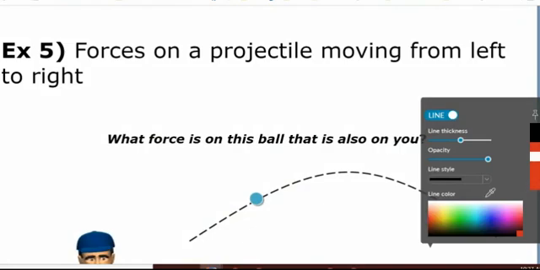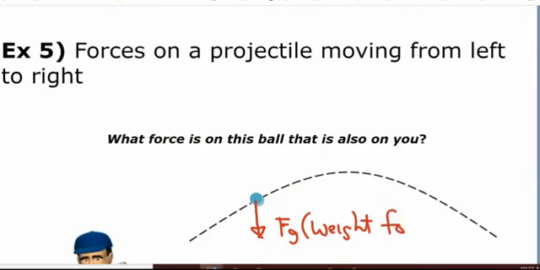And let's do the easy force. That goes straight down. You can call it the F sub G or the force of gravity or the weight. The weight force. So you can never go wrong putting the weight force on the free body diagram. You're going to learn soon that the weight force is the force of gravity. That's what we always call weight.